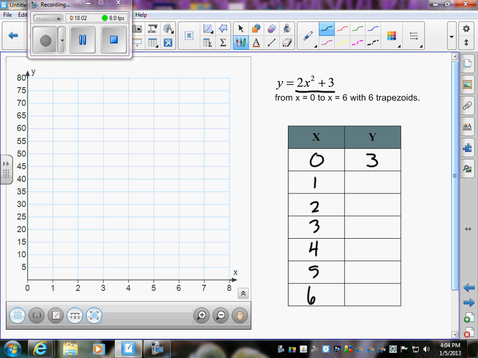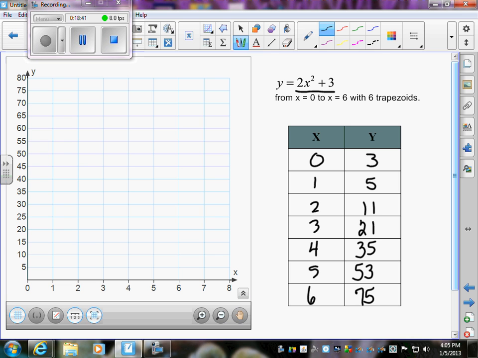I'm going to get 3 when I put in 0. I'm going to get 5. And then I'm going to get 11. For 3, I'm going to get 3 squared is 9 times 2 is 18, plus 3 would be 21. If I put in 4, I get 4 squared is 16 times 2 is 32, plus 3 would be 35. If I put in 5, 5 squared is 25 times 2 would be 50, plus 3 would be 53. And then the last one, if I put in 6, I'm going to have 6 squared is 36, times 2 would be 72, plus 3 would be 75.